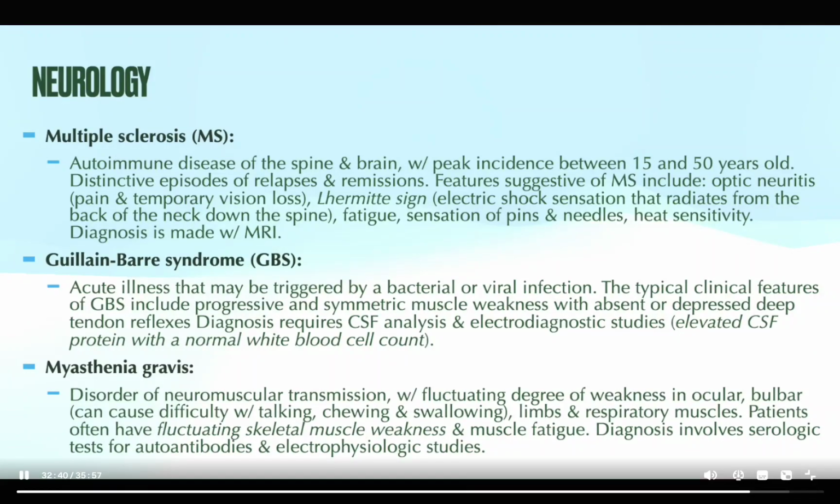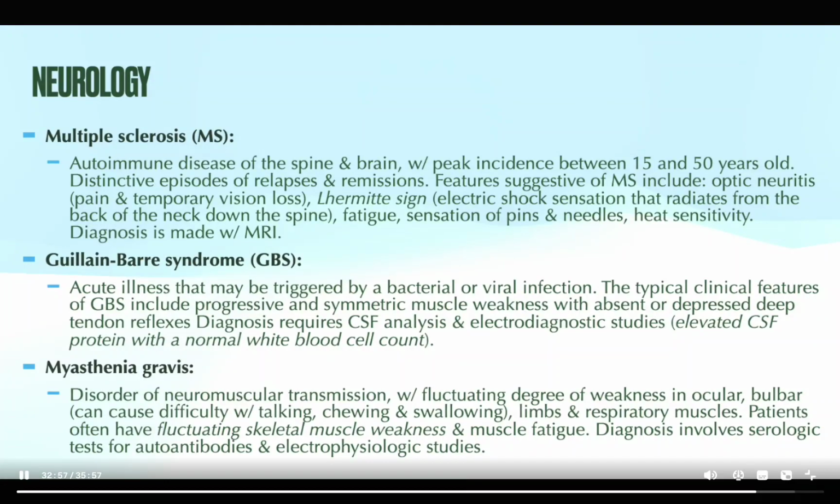Lumbar puncture for cerebrospinal fluid should be performed in all patients to confirm the diagnosis of Guillain-Barré. The typical finding with a lumbar puncture in a patient that does have Guillain-Barré is an elevated CSF protein with a normal white blood cell count.